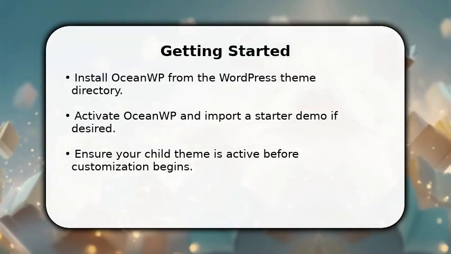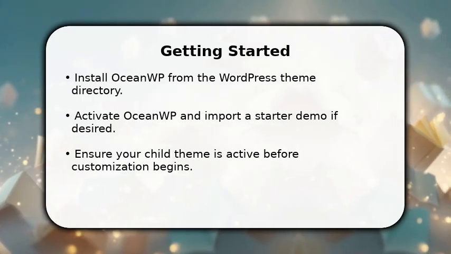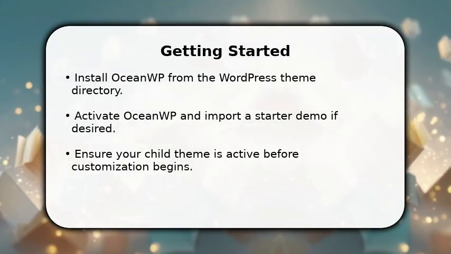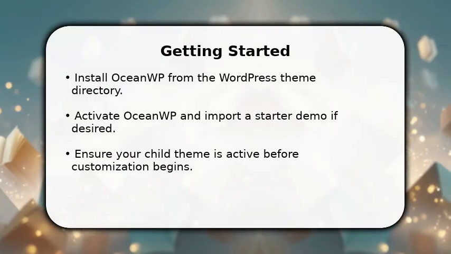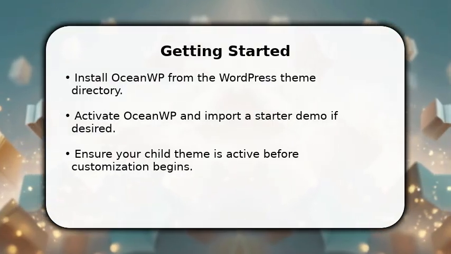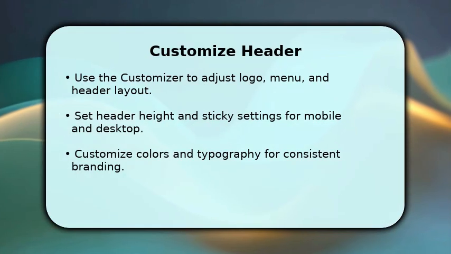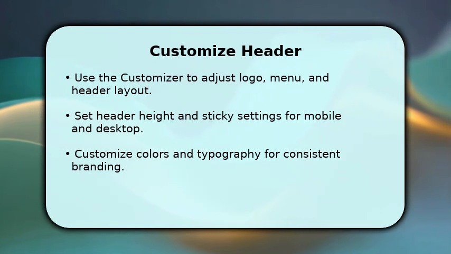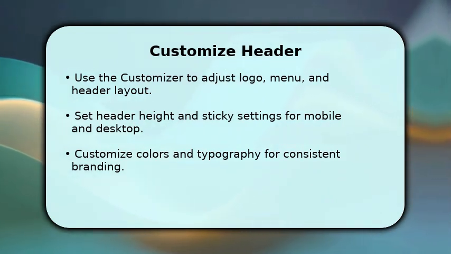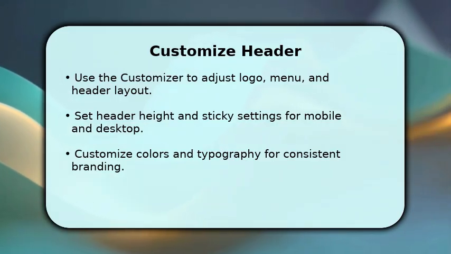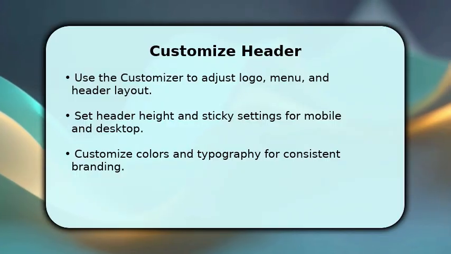Always back up your site before making major changes and confirm your hosting meets theme requirements to avoid errors during customization and updates. Open the WordPress Customizer and choose Header to edit layout, logo, menus, and sticky behavior for desktop and mobile. Adjust spacing, header height, and responsive visibility to ensure the site looks great on phones and tablets.